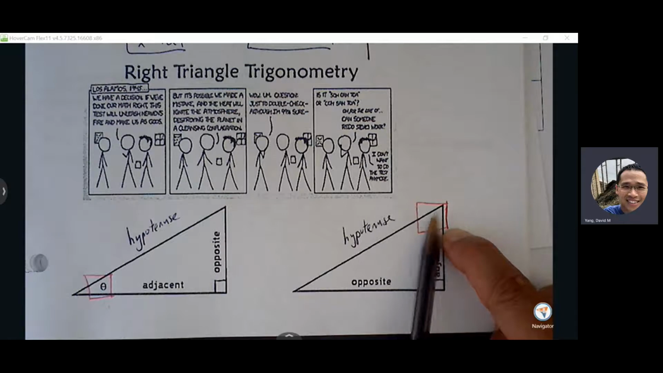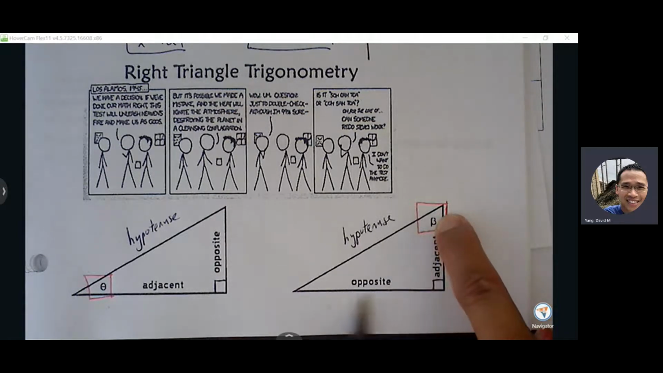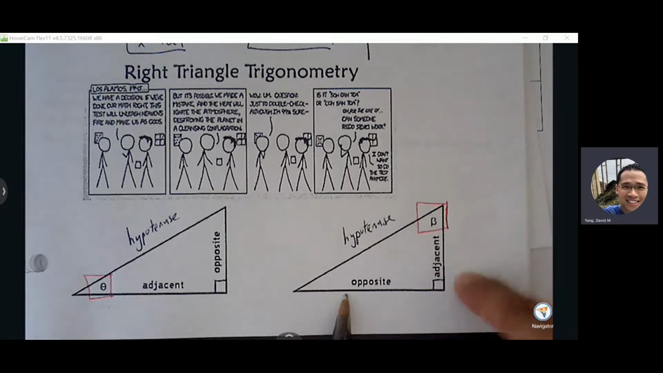So if I'm starting from this angle's perspective, then opposite, or across, is now going to be this side, and adjacent is next to it, right? So we can never just look at a triangle and decide adjacent and opposite without first knowing from which perspective, which angle, we're deciding from. So it's important to know the angle that we're starting with, and then we can name the sides appropriately.